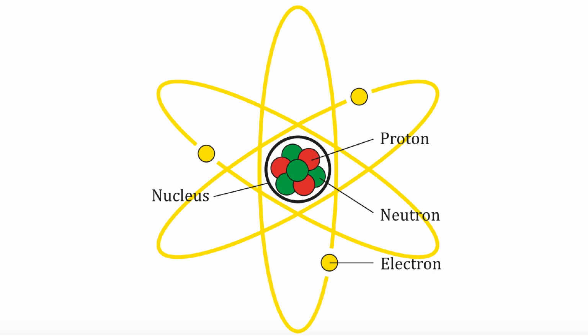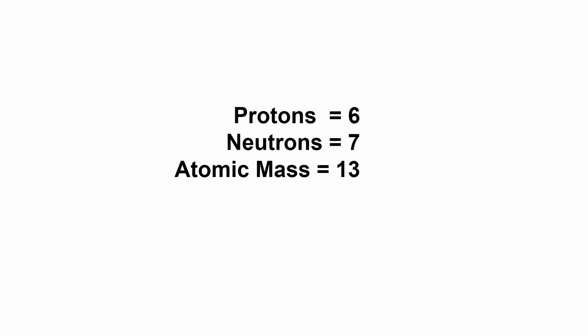Atoms are composed of 3 parts: protons, neutrons, and electrons. Protons have a positive charge and electrons have a negative charge, whereas neutrons are neutral. Both protons and neutrons each have an atomic mass of 1, while electrons have a teeny tiny amount of mass that we're going to just ignore. To determine the atomic mass, you can add the number of protons and number of neutrons together. So an atom with 6 protons and 7 neutrons will have an atomic mass of 13.